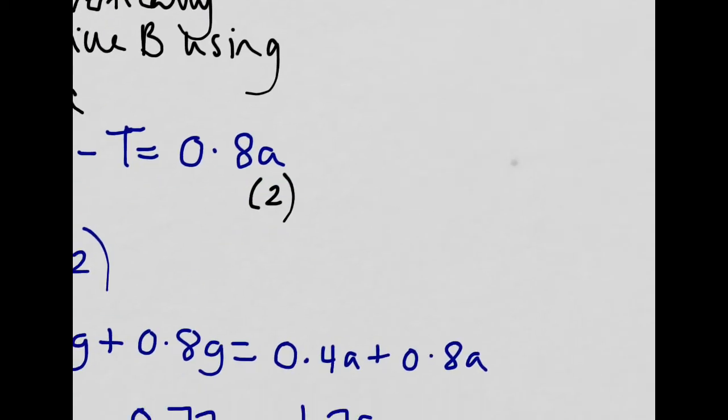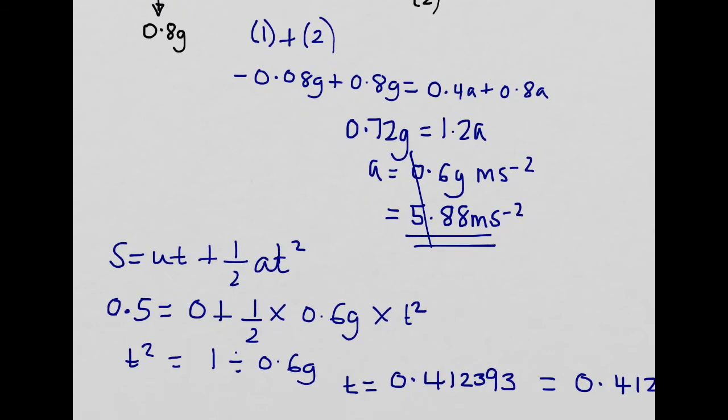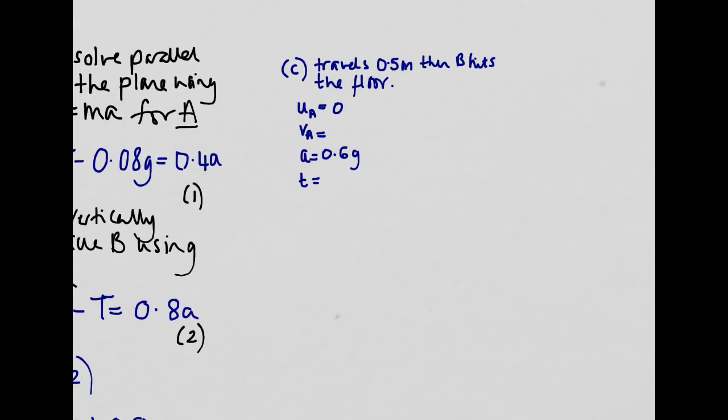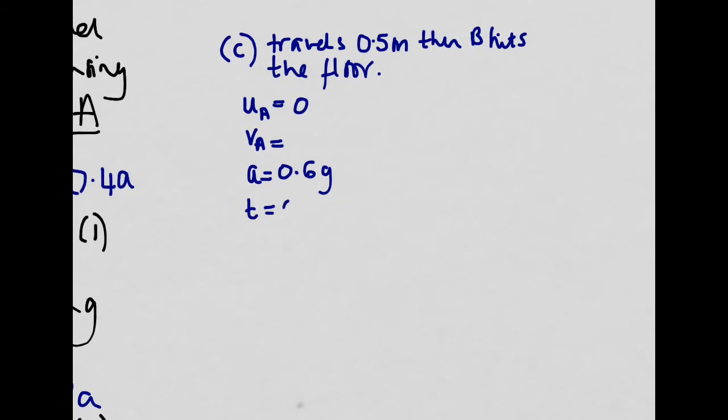So the time taken will be the same as here, which is 0.412393. So I'm going to write 0.412393. And I think if you look in the book, it looks at finding out the speed of B.